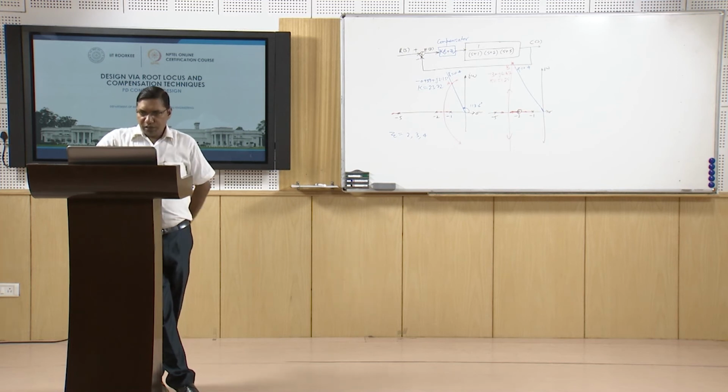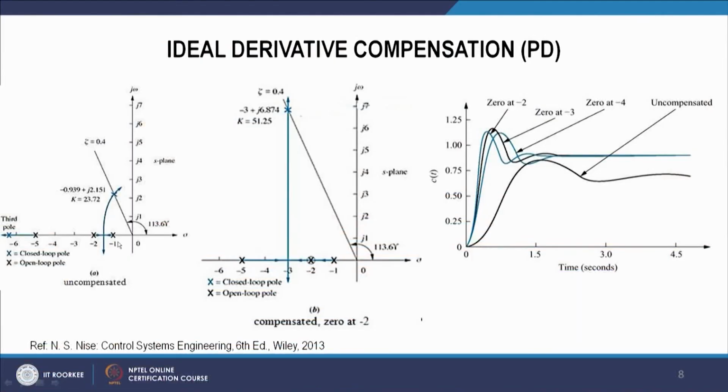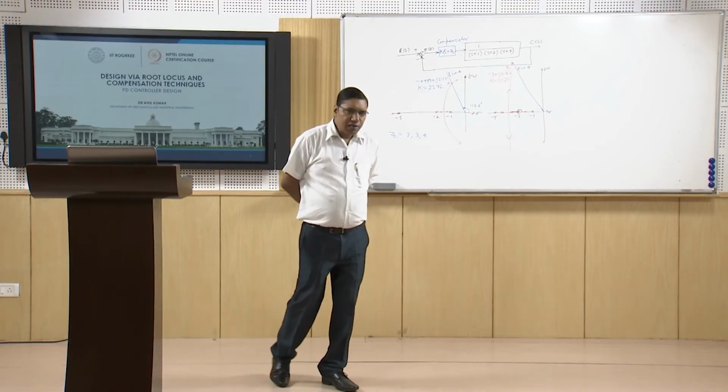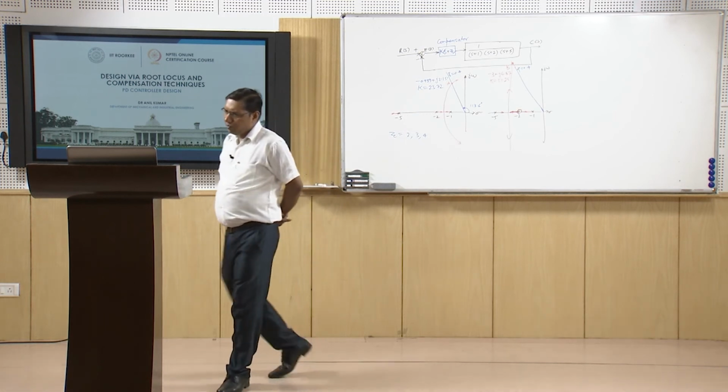So here what we have done: earlier this point was minus 0.939 plus j 2.15, and now the real axis part is increased, so it is now minus 3. Because this real part is increased, the settling time will decrease, and the response will be faster.